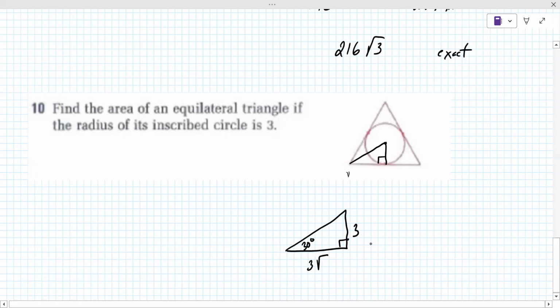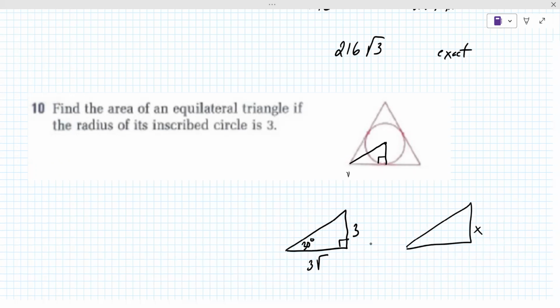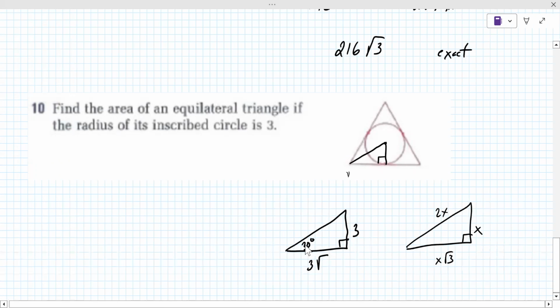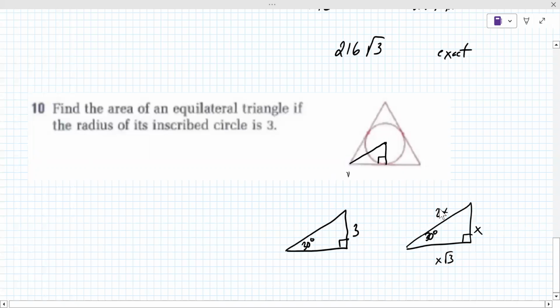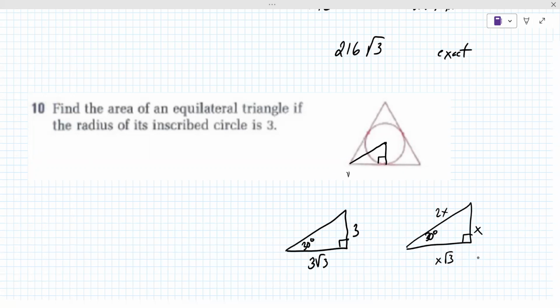So 3 in this case would be the x, root 3, right? No, they're giving you the hypotenuse, so the 3 would be the 2x in this case, right? Or is it, the 2x is the hypotenuse, so 3 is always x in this equation. So it would be 3 root 3 for the long leg, right? Good. So it would be 3 root 3, and then we double that to get the side. So the side is 6 root 3.